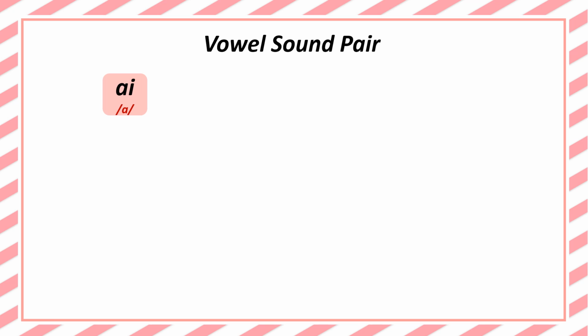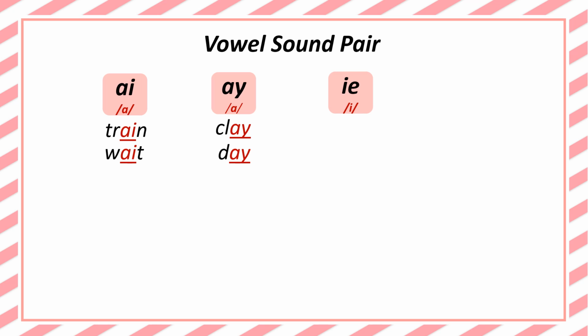We hear the name of A, as in train. AY. We hear the name of the first vowel, that is A, as in clay, day. IE. Name of first vowel, I, as in tie, lie. UE. Name of first vowel, U, as in blue, issue.